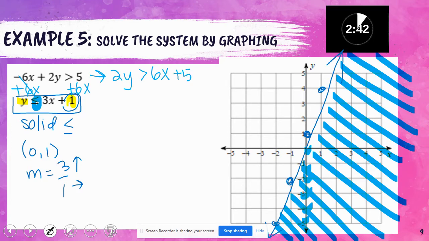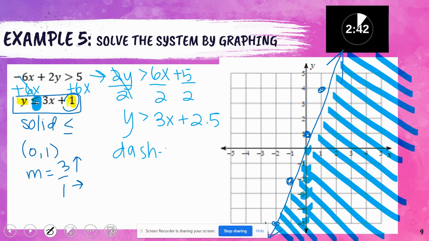And I need to get y alone, so I've got to undo this 2 times y. So I'm going to divide everything by 2. Whatever I do to one side, I've got to do to the other. y is larger than 3x plus 5 halves, which is really 2.5. So from this, we know that we have a dashed line because of the greater than. We know our intercept is at 0, 2.5.